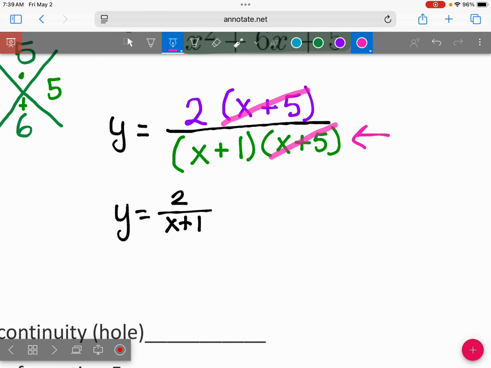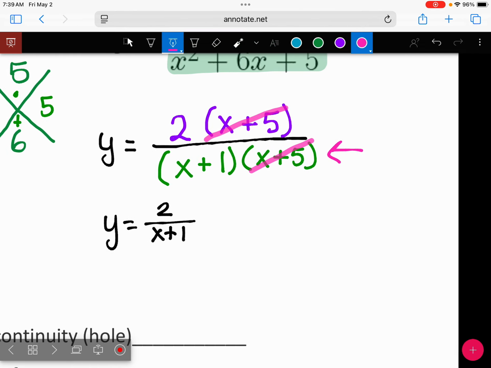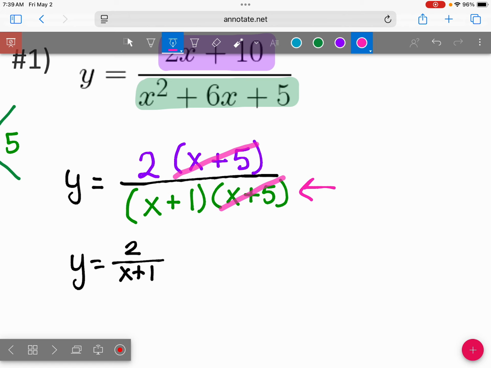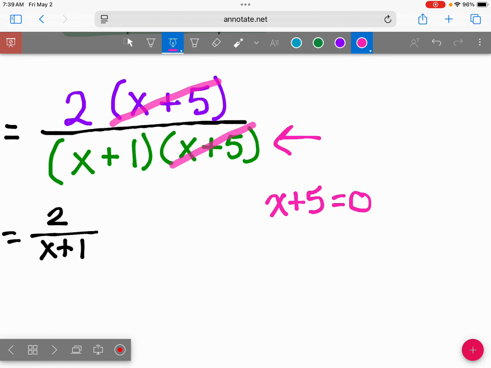This guy is our piece that causes our discontinuity. That's what gives us the little stabby hole. So to get our x value for where that's happening, we're going to look at when does x plus 5, that guy we crossed out, equal 0? When x equals what? 5. Careful. -5. So x will need to equal -5.